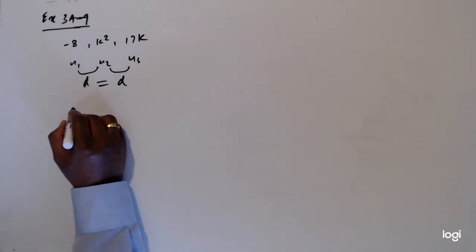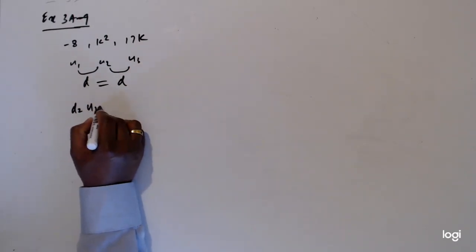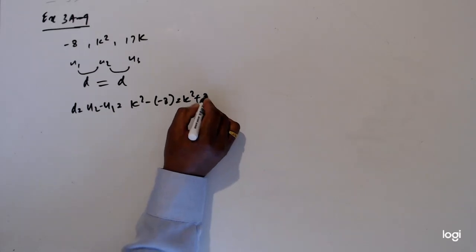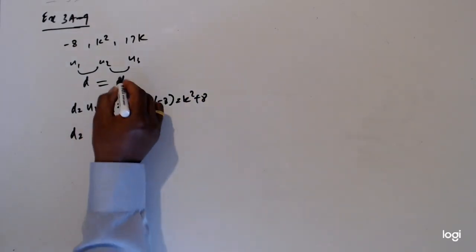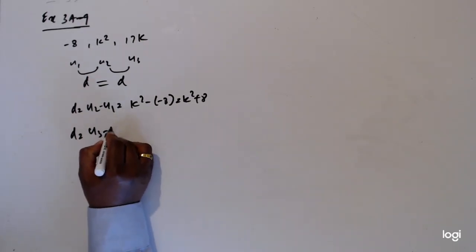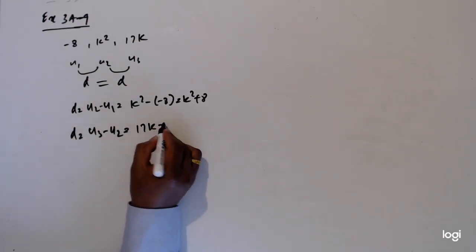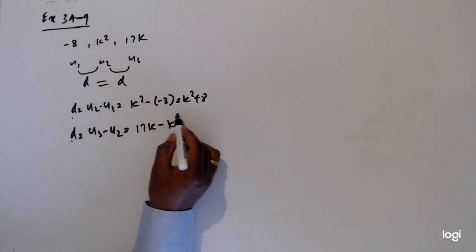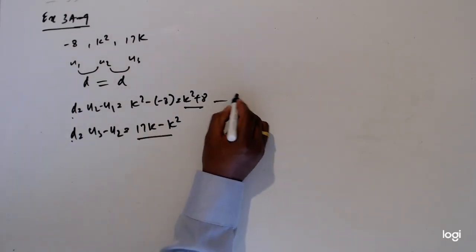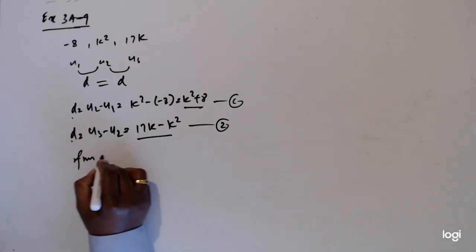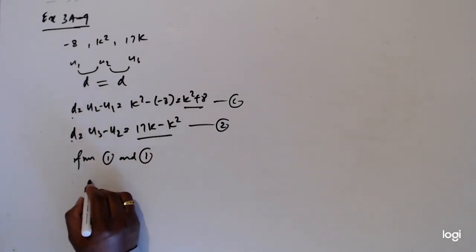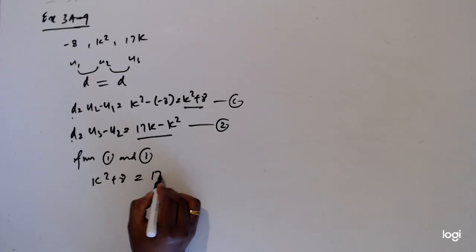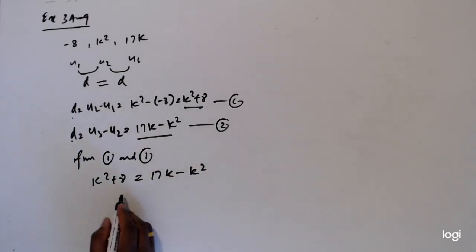So d equals u2 minus u1, which is k square minus minus 8, k square plus 8. Then d equals again u3 minus u2, that is 17k minus k square. Now we found d in two different ways, and these should be equal. From 1 and 2, I will write this one first: k square plus 8 equals 17k minus k square. So we'll solve this one.